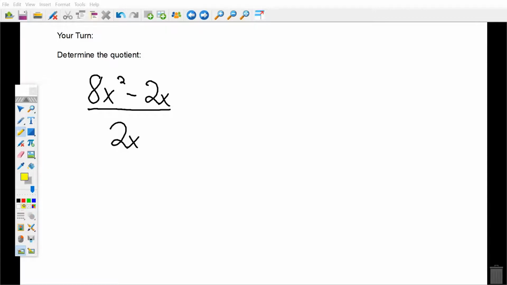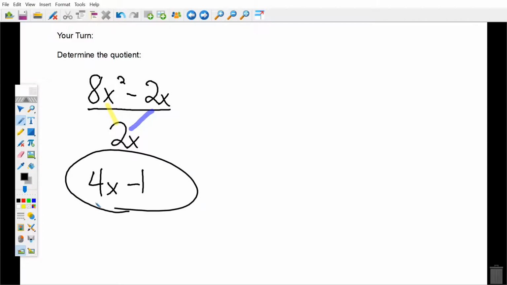The answer is, we're going to divide both ways. 8x squared divided by 2x, 8 divided by 2 is 4, 2 minus 1 for the exponents is 1. And then secondly, negative 2 divided by 2 is negative 1. X and x cancel out. Our answer is 4x minus 1.